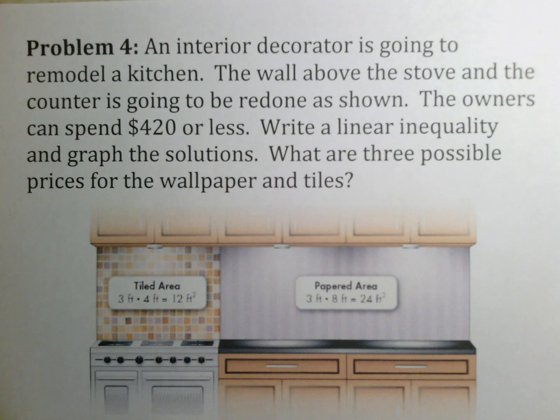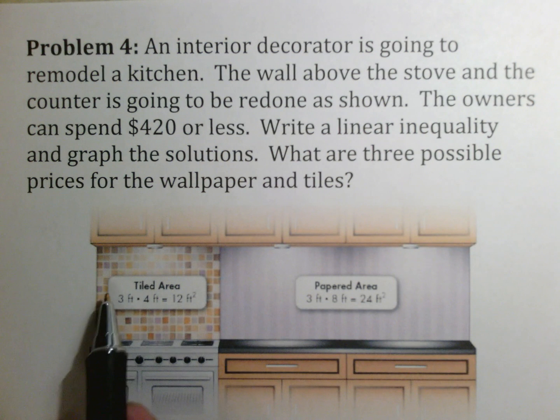Problem 4 talks about an interior decorator going to remodel a kitchen. The wall above the stove and counter is going to be redone as shown. The owners can spend $420 or less. Write a linear inequality, graph the solutions, and they want 3 possible prices for the wallpaper and tiles.